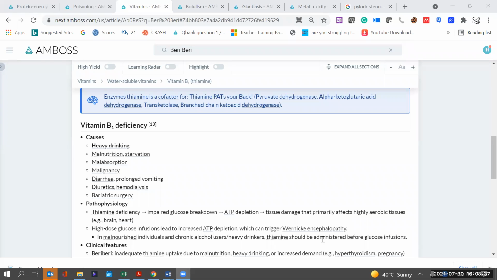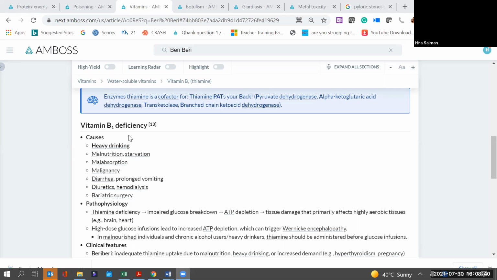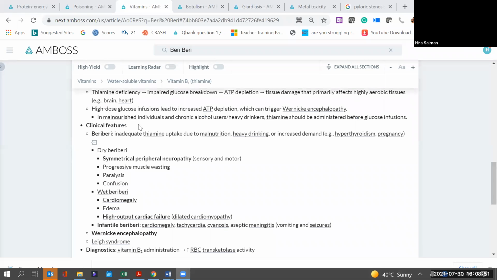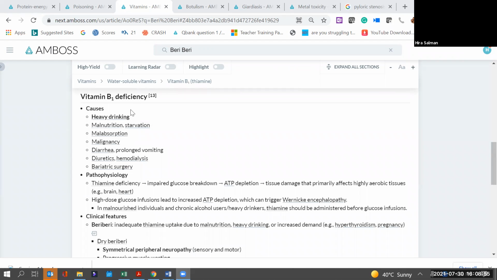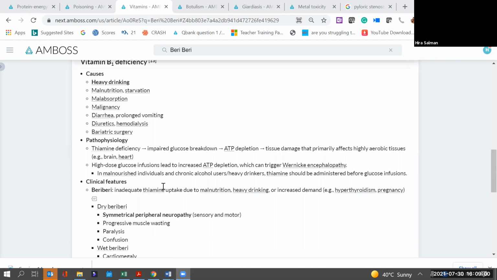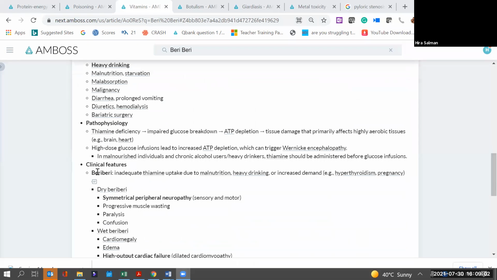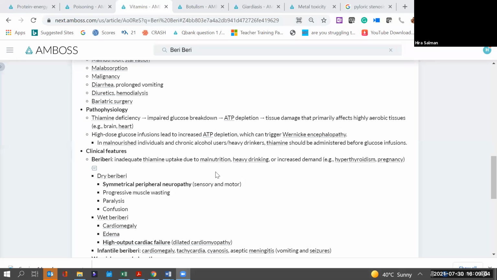Yeah, thank you. So always think about whenever there is vitamin B1, the other name of vitamin B1 is thiamine, which is an essential amino acid. So if this thiamine is deficient, that will cause a disease called beriberi. Whenever it says the condition beriberi, it's all because of the deficiency of vitamin B1. We see here in beriberi, inadequate thiamine uptake due to malnutrition, heavy drinking, or increased demand, for example, hypothyroidism, pregnancy.